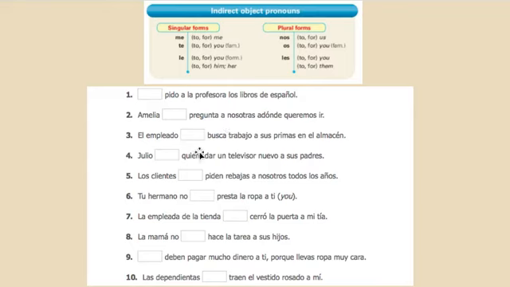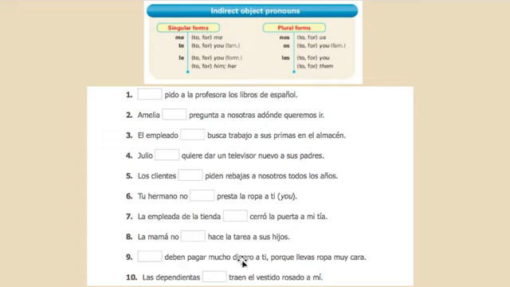Los clientes nos piden rebajas a nosotros todos los años. Tu hermano no te presta la ropa a ti. A ti, no corresponde a te. No te presta la ropa. La empleada de la tienda le cerró la puerta a mi tía. The store worker closed the door on my aunt. Le cerró la puerta a mi tía. Mi tía being my aunt corresponds to her, ¿no? La mamá no les hace la tarea a sus hijos. My mom doesn't do the homework for her kids.